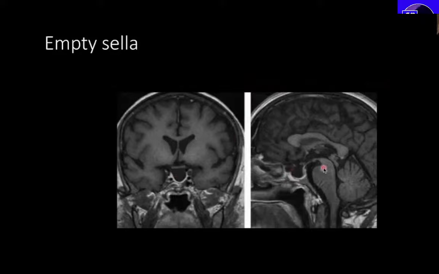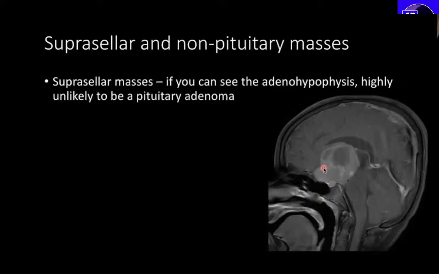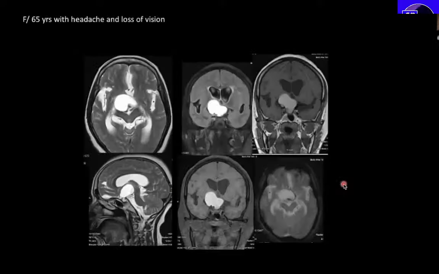Okay, coming to suprasellar non-pituitary masses. Macroadenomas are very common, but if we are seeing a pituitary gland, the adenohypophysis, which is separate from the suprasellar tumor, then this is not a macroadenoma, this is something else. Now what is it? We will see the differentials. Always, if it is not a macroadenoma, we will see differential enhancement of the adenohypophysis or some slight differential signal on T2 weighted sequences.